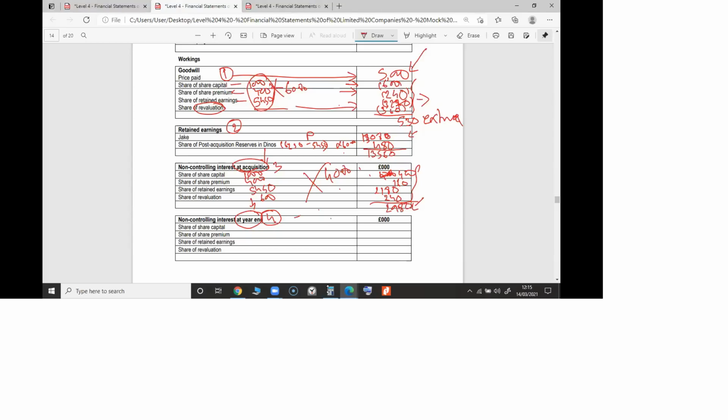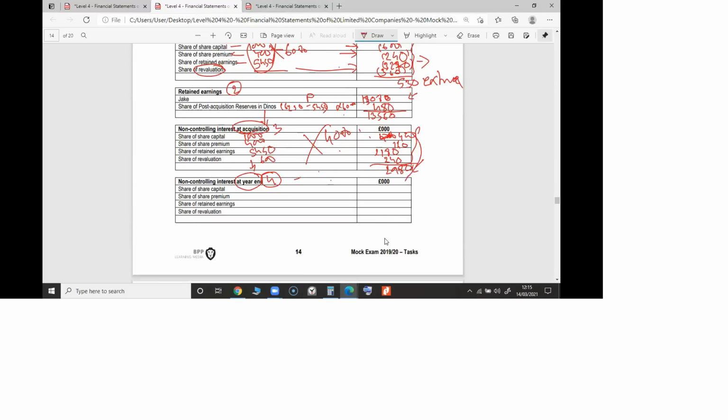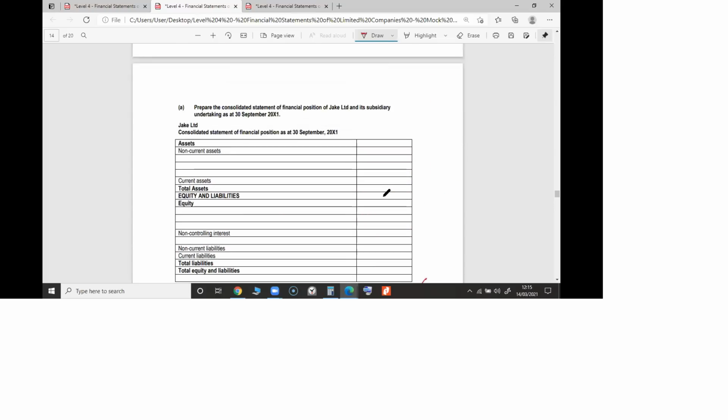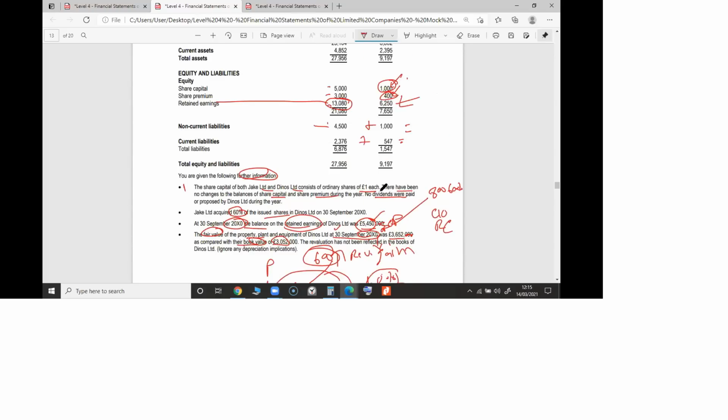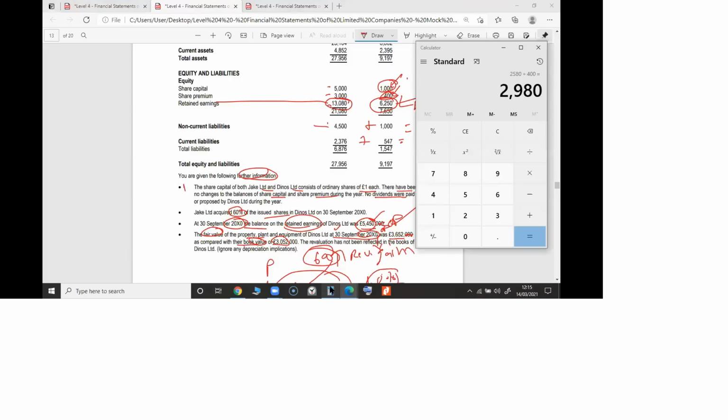Now at the year end. At the year end, everything is the same as at the acquisition, with only one change, and that is the retained earnings. Share capital we can copy, 400, then 160, then the retained earnings changes, and 240. How much is the closing retained earnings? 6250, given in the balance sheet. I'm going to take 40% of it. 6250 times 40% is 2,500. I hope it makes sense.